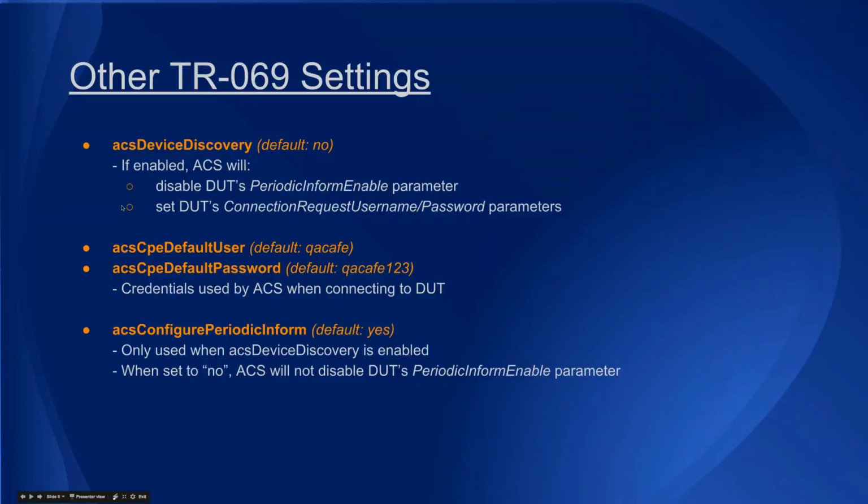and password on the device so that once the ACS has learned the connection request URL, it will also set the device's authentication parameters for that URL so that the ACS can make successful connection requests going forward. If you want to enable device discovery but not have it disable periodic informs, there's another test var, ACS configure periodic inform. If you set it to no, then CDRouter's ACS will configure the username and password for connection requests, but it will leave periodic informs enabled.